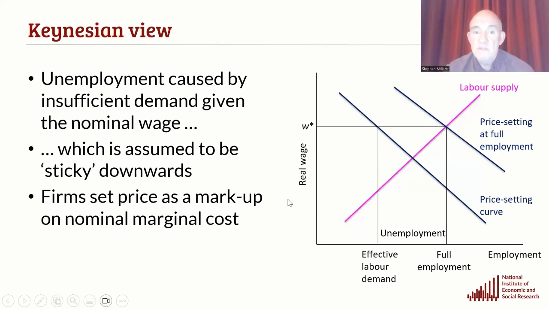In the model, firms set price as a markup over marginal cost, and that marginal cost is dominated by wages. So you think of this labor demand curve really as being a price setting curve. This says, given the nominal wage and the effective labor demand, this tells you what price firms set. But the bottom line is still the same. Wages are higher than market clearing, but unemployment is not being caused by wages being too high, it's caused by a lack of demand in the economy.